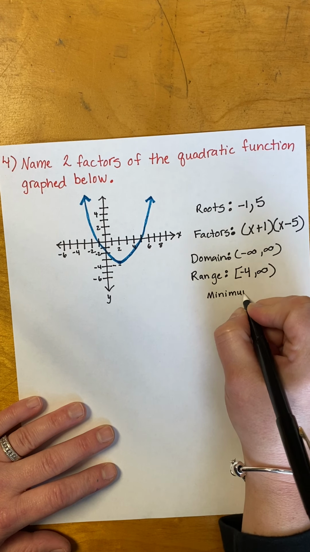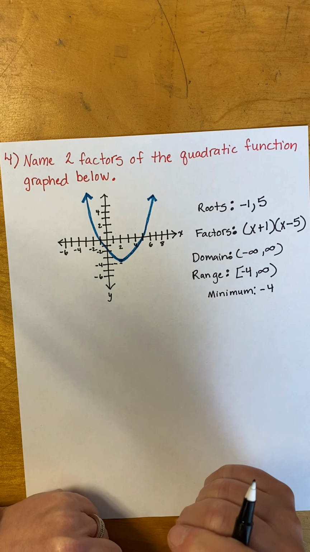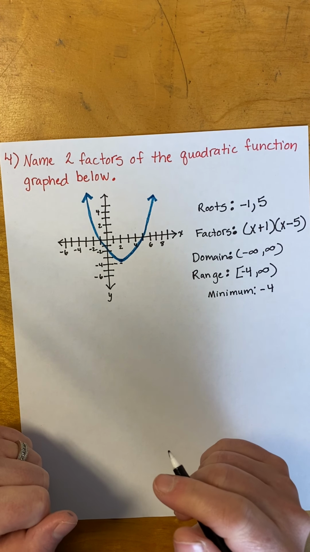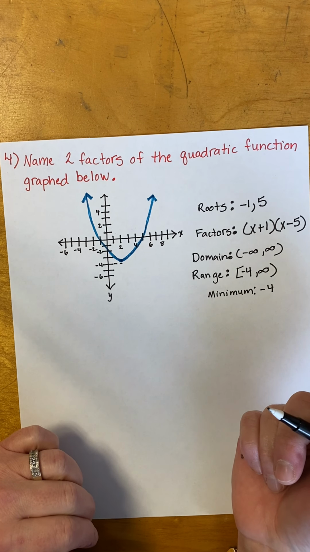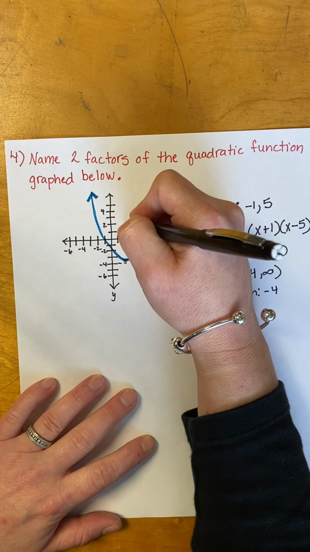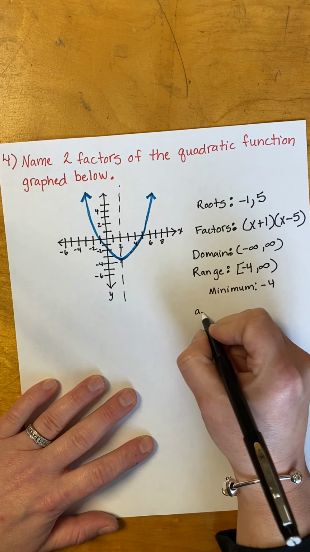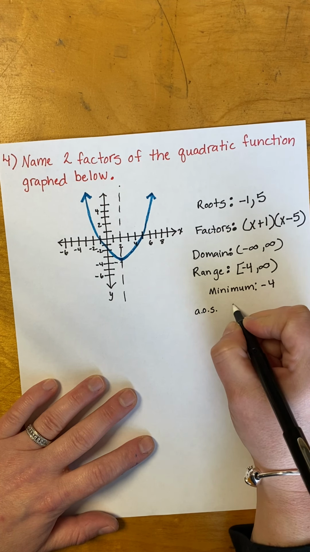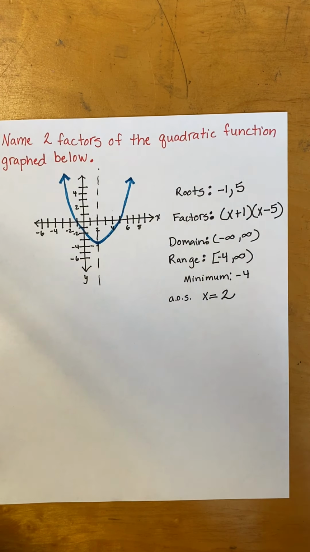All right, what would the axis of symmetry be for this? What line would cut this in half? Right here, right? So the axis of symmetry would be x equals 2. Just a little bonus, doesn't hurt.